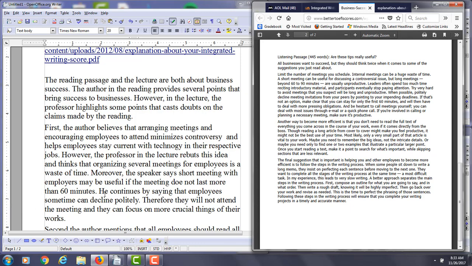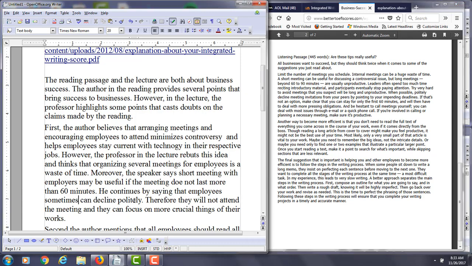He continued by saying that employees sometimes can politely... I'm going to put this before the verb, not after. The adverb there: can politely decline meetings, and it's saying here, if that's not an option, politely decline meeting invitations by pointing to impending deadlines, or say you can only go for the first 60 minutes, right?